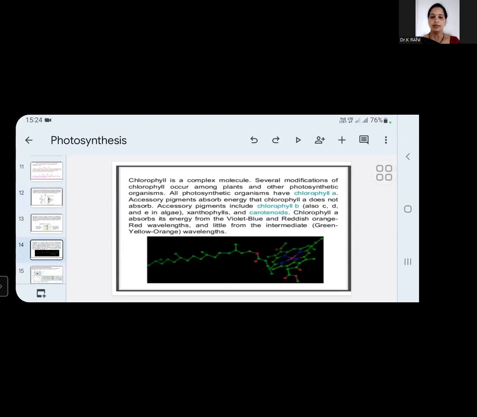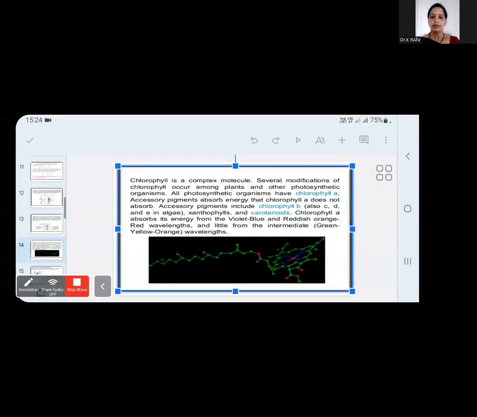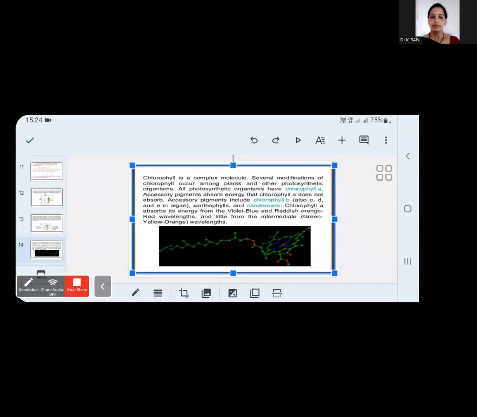Coming to the photosynthetic pigments: have you ever wondered why there are so many shades of green in the leaves? How many pigments are involved in photosynthesis? Majorly three: chlorophylls, carotenoids and phycobilins. Only three are the major pigments.